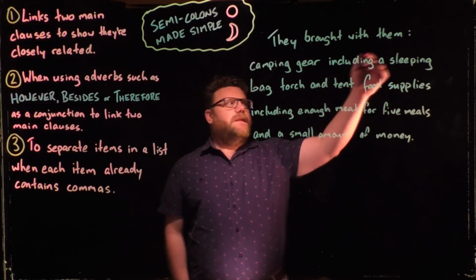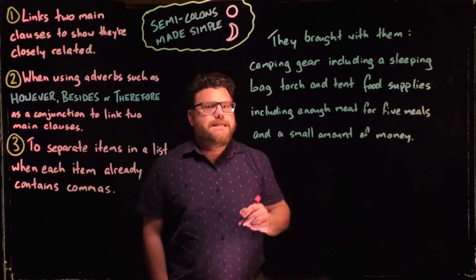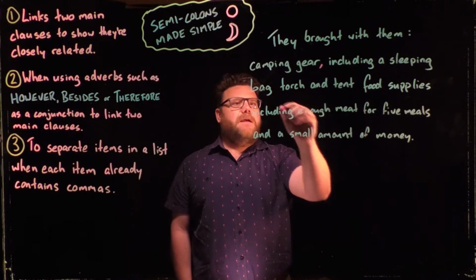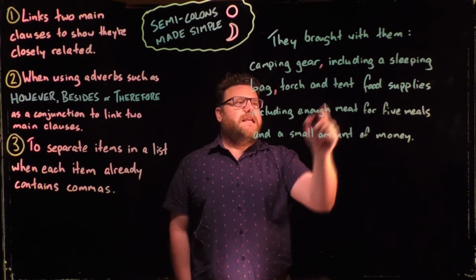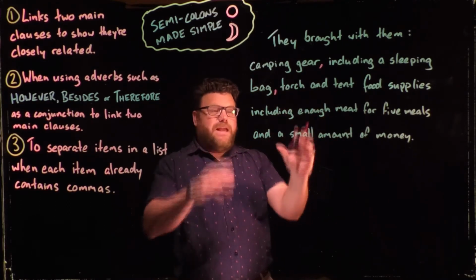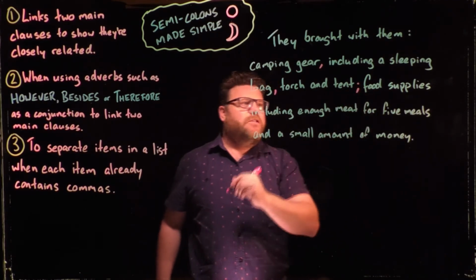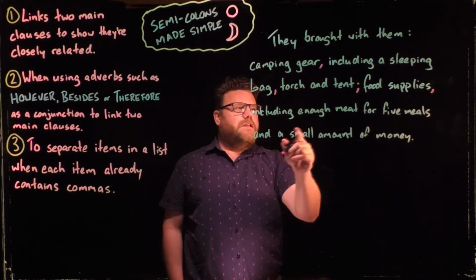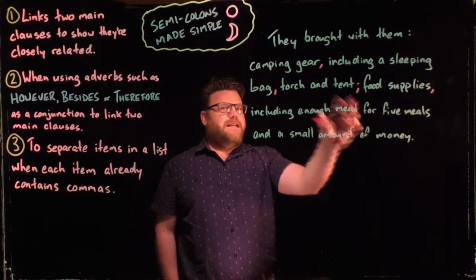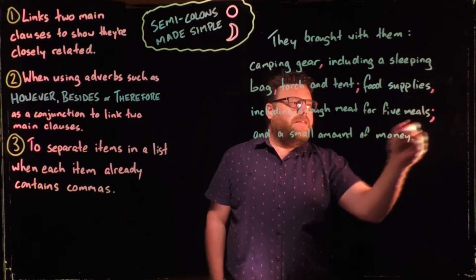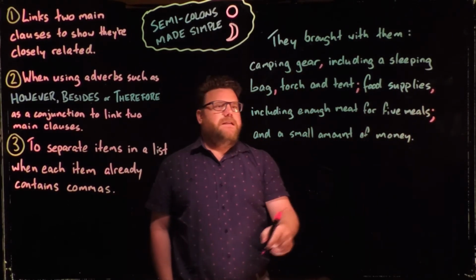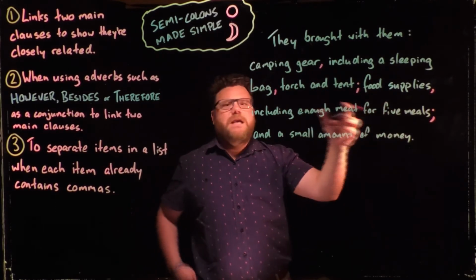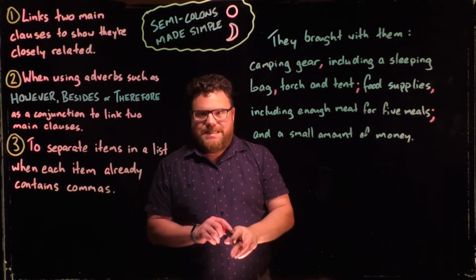They brought with them: here's our colon to introduce the list, and here are our items. Camping gear, including a sleeping bag, torch and tent. So that's our first item, all of that camping gear. So now we use a big semicolon to separate that from the next one. Food supplies, including enough meat for 5 meals. So that's our second item. And then our third item, and a small amount of money. So you can see these first two items have commas within them. So we need semicolons to separate those items in a list.